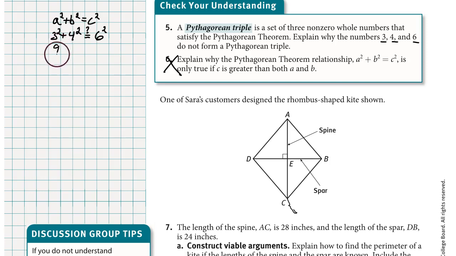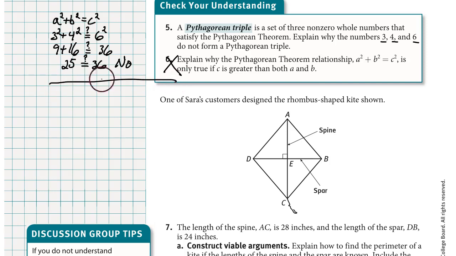3 squared is 9. 4 squared is 16. Over on the other side, 6 squared is 36. Again, we're asking the question if they're equal. We're not just saying that they're equal until we actually know it. 9 plus 16 is 25. Is 25 equal to 36? The answer is no, and that's why the numbers 3, 4, and 6 are not called a Pythagorean triple.